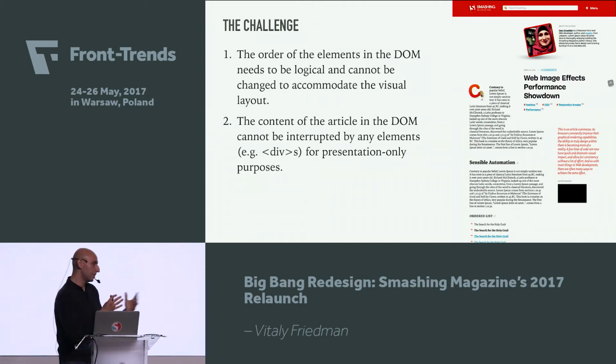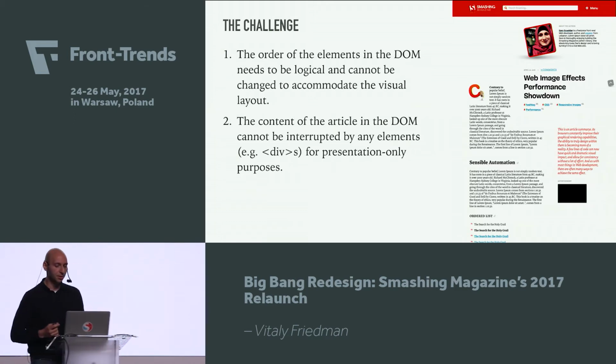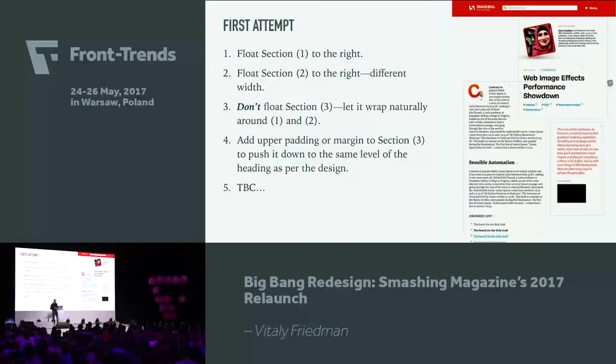And we don't want to create some nested divs or something just for presentational purposes. So what can we do to make this layout work? Well, we can float section 1, the one on the right upper corner, to the right. We can float section 2, which is the sidebar, also on the right. Then we don't float section 3 and let it wrap naturally around 1 and 2, right? And then we add our padding or margin to bring things down to section 1, to push it down.